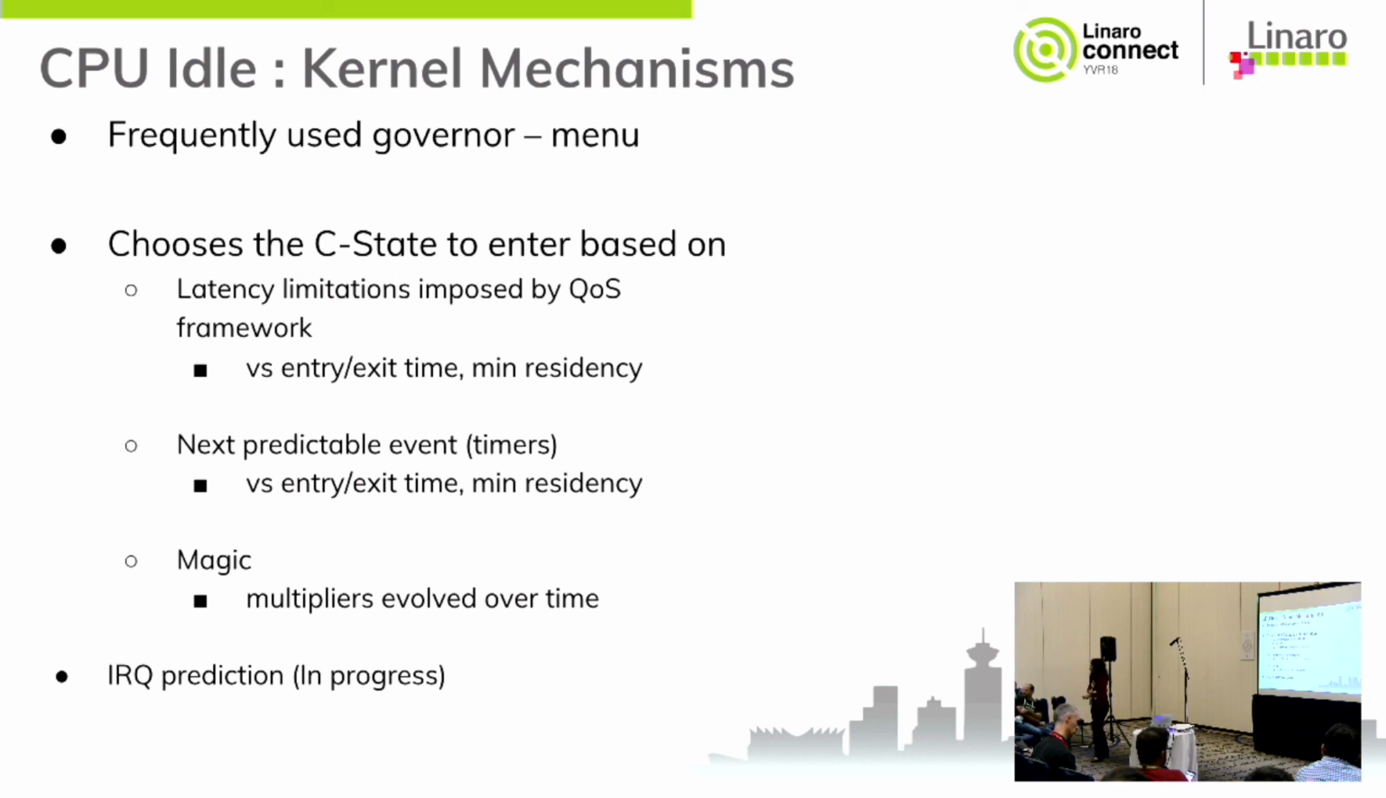For this entry, exit time and minimum residency, is there any mechanism you use to decide the values for those numbers, or do you do some load testing and then figure out what the value should be? There is no prescribed test or anything. I think it depends on platform to platform. It varies from SoC to SoC. Some of it is defined based on past experience, and some of it is just tweaked as you develop the system. There is no one set rule for defining the entry, exit, and residency values.